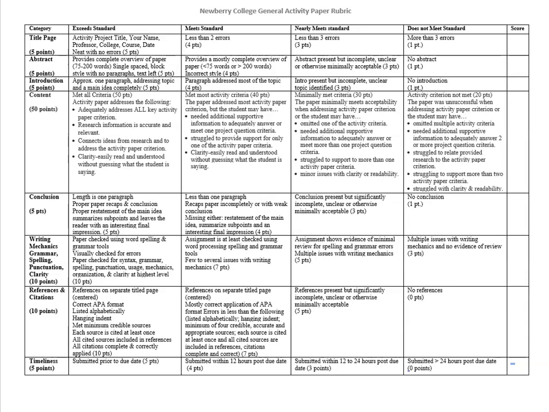So when you look at the rubric up here at the very top, it says title page, and the title page is worth 5 points. And there you're going to have the activity project title, your name, the professor, the college, the course, the date. And as long as there's no errors and you have all that information there and it's centered with a running head, then you're going to get the full 5 points.